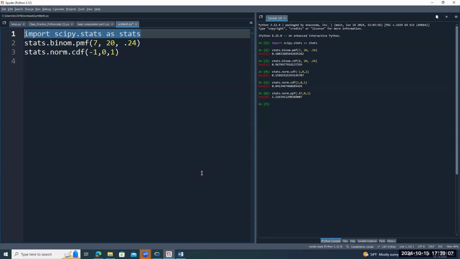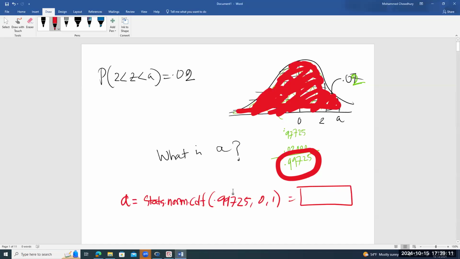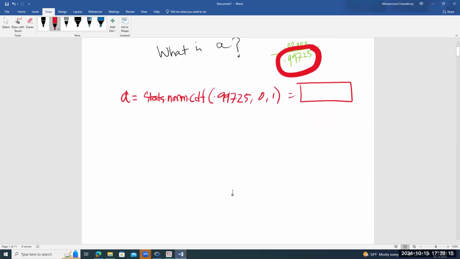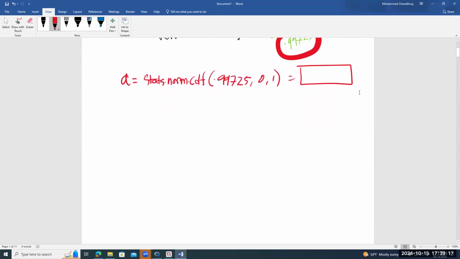Okay, let me solve the final problem. Mike said that no module names, I have to save somewhere. You have to import it in Python, okay?